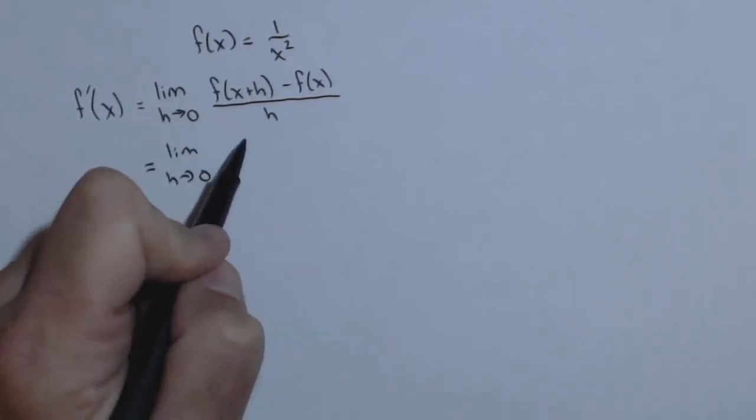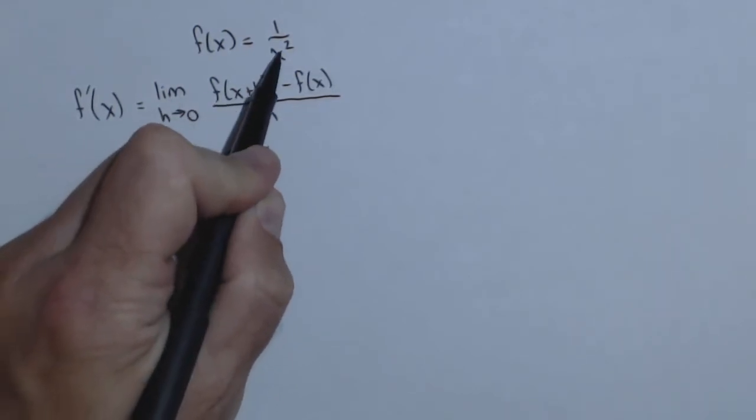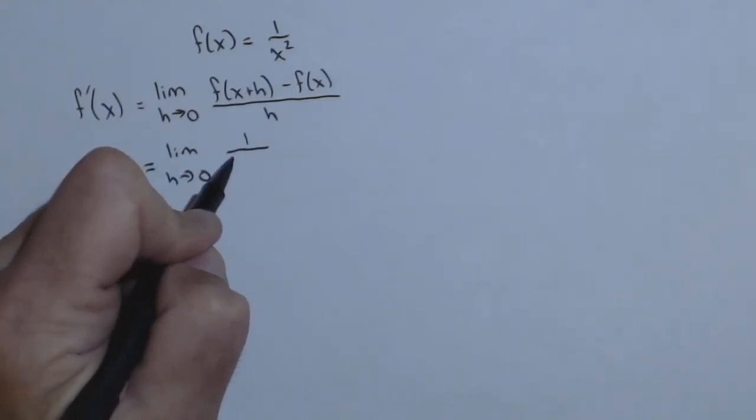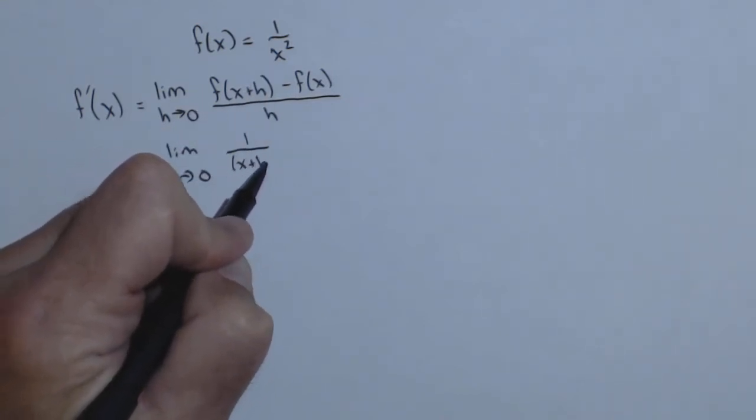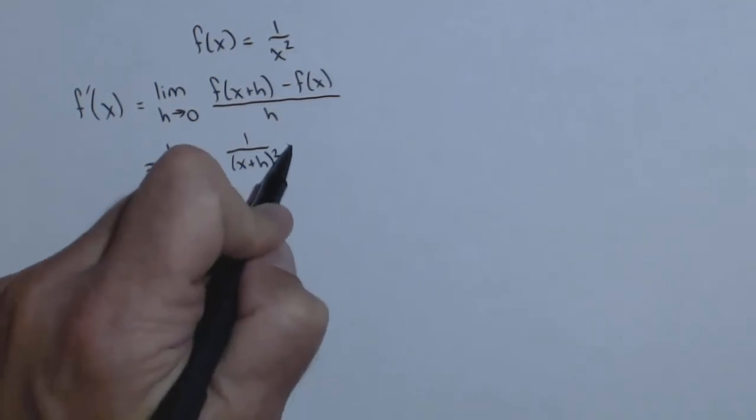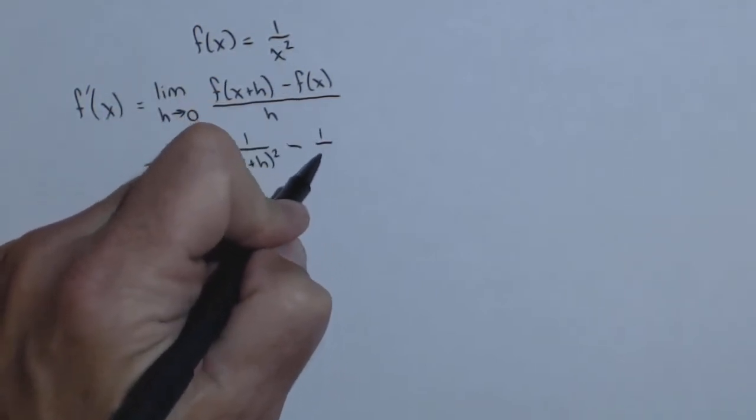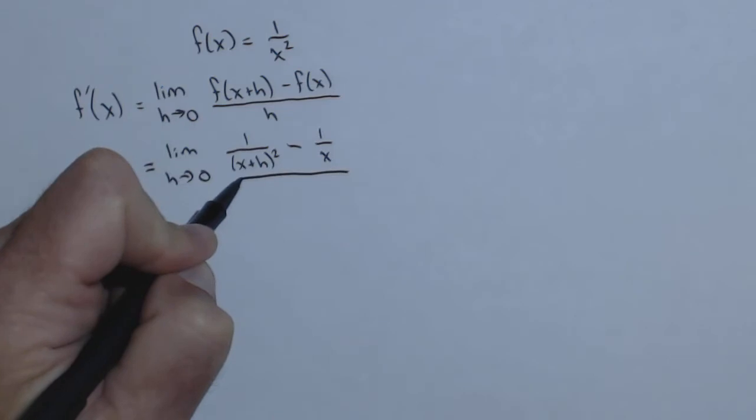Now f of x plus h means we're putting in x plus h any place there's an x. So that will look like 1 over x plus h, the quantity squared. F of x is just our original function, and this is all over h.